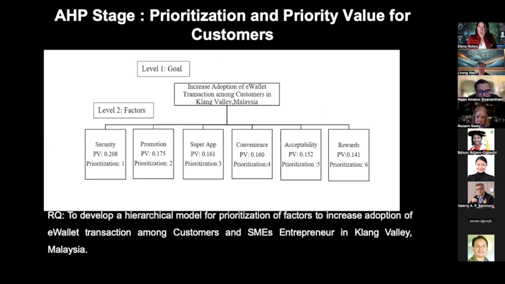Key findings for customers. This analysis revealed that the top three priorities for customers are security, promotion, and super app. Interestingly, factors such as convenience and rewards were ranked lower, suggesting that while customers appreciate these features, they place greater importance on safety and value-driven incentives.